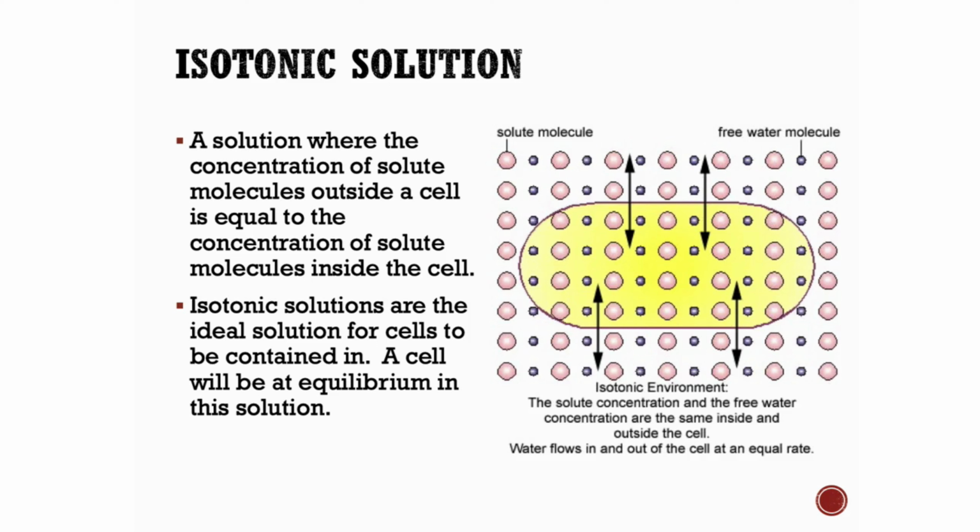What is an isotonic solution? It is a solution where the concentration of solute molecules outside the cell is equal to the concentration of solute molecules inside the cell.